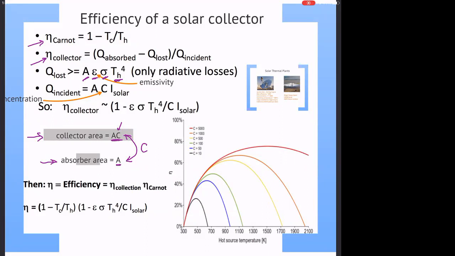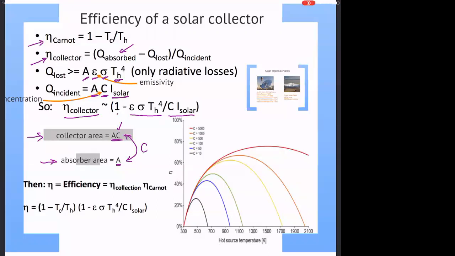And what's the incident energy? The energy incident on the solar cell is simply the area of the collector multiplied by the concentration factor times the intensity of the solar insolation. So we can now write eta collector as 1 minus Q lost, which is this term right here, divided by the incident. And here I'm assuming that the absorbed is 100%, so it's the ideal case. So this essentially becomes the same as the incident. It's not exactly true, we know that, but let's just say so for the sake of this argument.